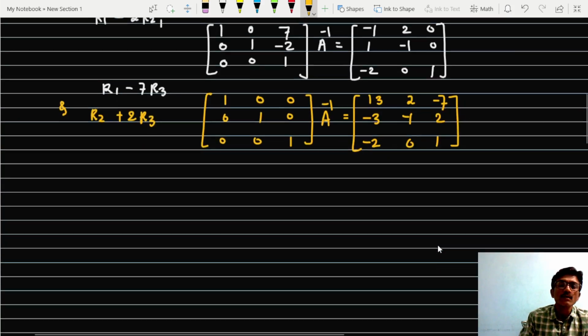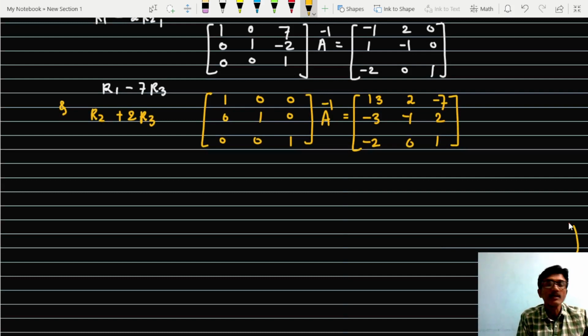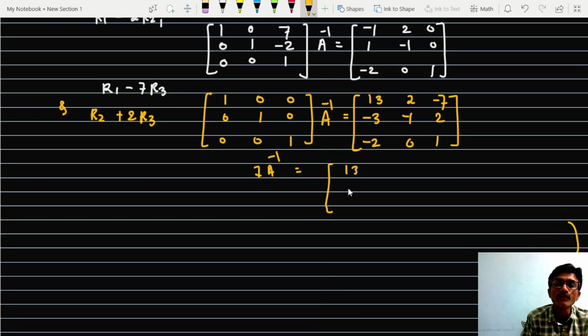After this left hand side is reduced to the identity matrix, therefore we will write here I into A inverse is equal to this matrix 13 -3 -2, 2 -1 0, -7 2 1.